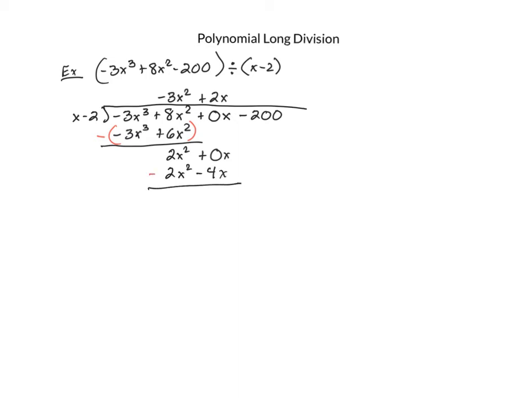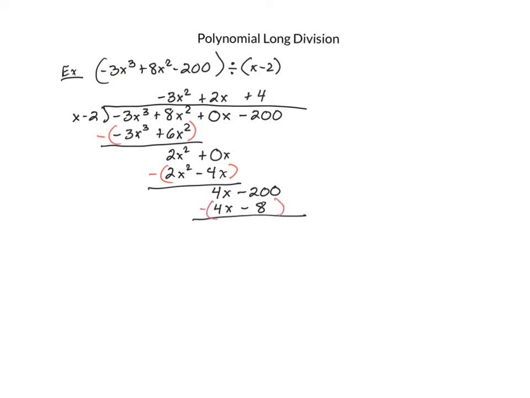We subtract, and we get 4x. Bring down our negative 200, and we repeat the process one more time. We look at this x and this 4x, and we see that we need to multiply x by 4 to get 4x, so I want a positive 4 right here. Multiply, and we have 4x minus 8.